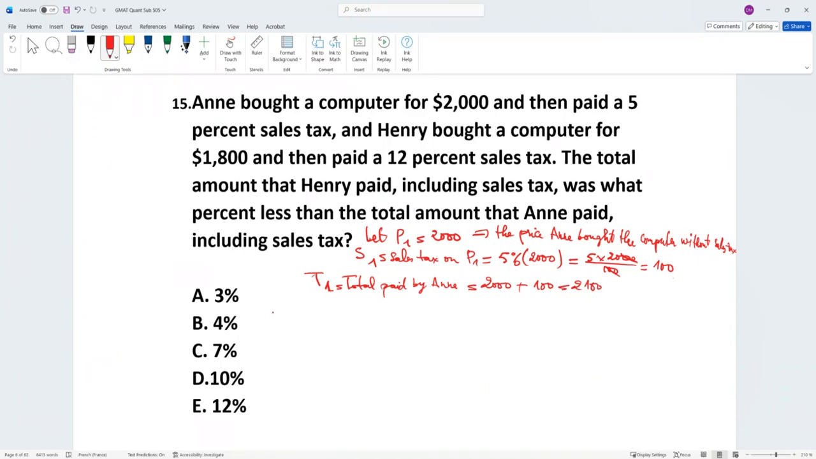We will do the same thing. Let P2, which is equal to 1,800, be the price Henry bought the computer, not including the sales tax. Okay.